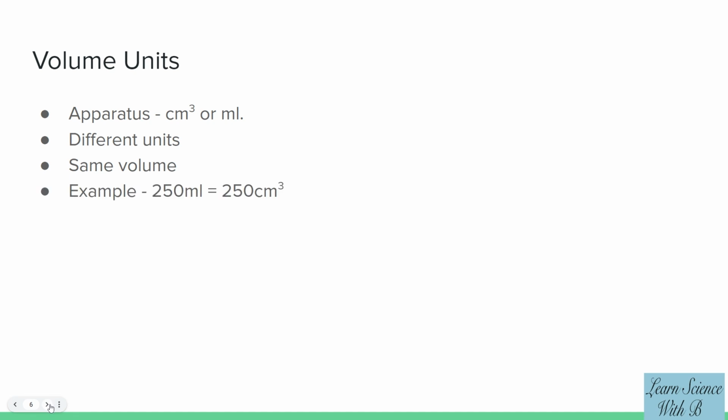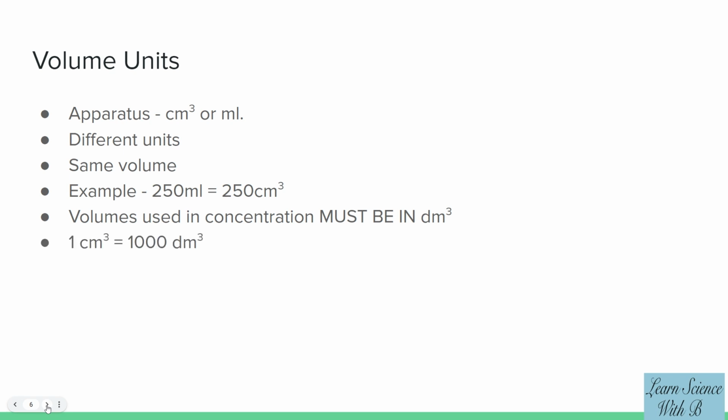Volume units. The apparatus used to measure volumes is usually marked in cubic centimeters or milliliters. Although these are different units, they describe the same volume. For example, 250 milliliters equals 250 cubic centimeters. Volumes used in concentration calculations must be in cubic decimeters, not cubic centimeters or milliliters.